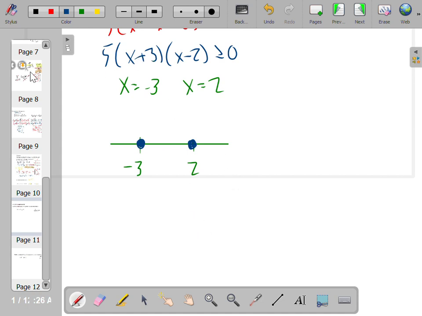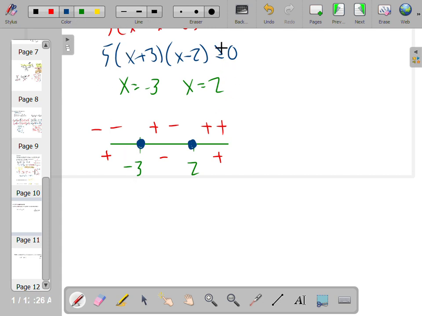Now I'm going to make a sign chart. I'm going to pick a number that's way smaller than negative 3, like negative 10, and plug it in. That'd be a negative, and negative 10 minus 2 would also be a negative, so a negative times a negative gives a positive. If I plug in a number between negative 3 and 2, like 0, 0 plus 3 is positive, 0 minus 2 is negative, and their product would be negative. For a big number, positive, positive, and their product would be positive. So I know where everything's going to be positive and where everything's going to be negative, but I have to make sure I pick the right interval.